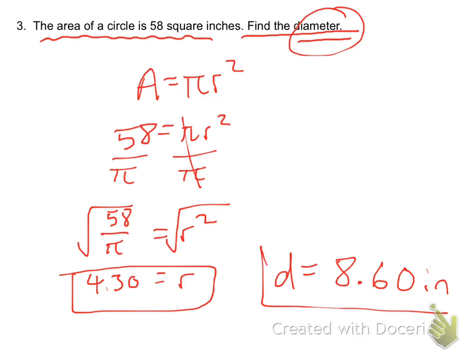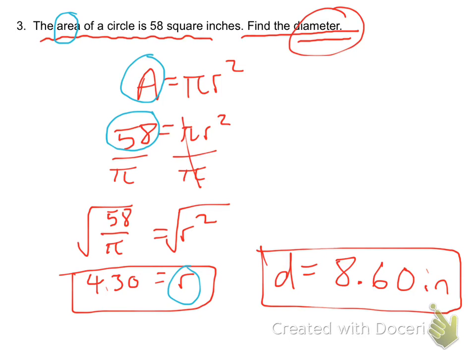So for the diameter, all I had to do was use my given information, which in this case was the area of the circle. I plugged that in for my area, and then I solved for r. In order to get the diameter, I just multiplied by 2.